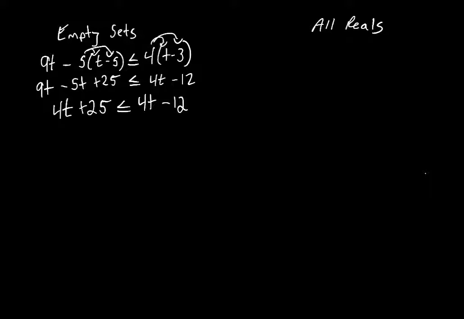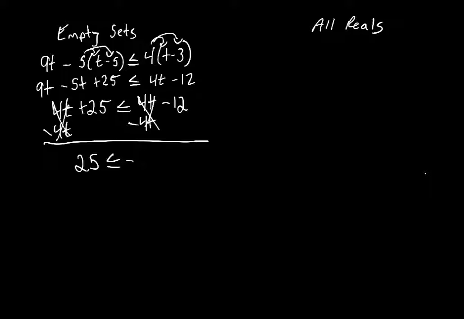Get our t's on the same side. Minus 4t, minus 4t. That cancels out as well. And you'll notice that I'm left with 25 is less than or equal to negative 12. Now ask yourself, is 25 less than or equal to negative 12? No, 25 is larger than negative 12. So this is no solutions. It's an empty set. No number that you would put in for t in this instance is going to make this true.